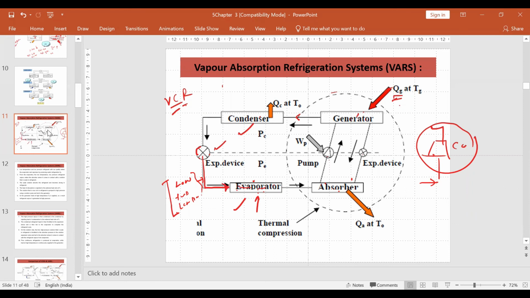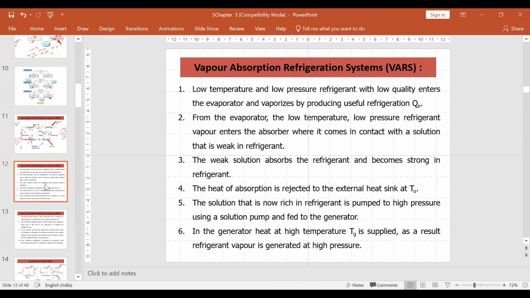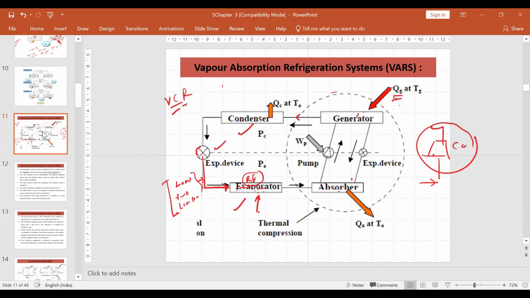Now here it absorbs heat from the commodity. So it produces a refrigerating effect here. Now, the next point is the low temperature, low pressure refrigerant with low quality enters the evaporator, already explained, and is vaporized by producing useful refrigerating effect. Here, it takes heat and it becomes vapor. This is refrigerant vapor.